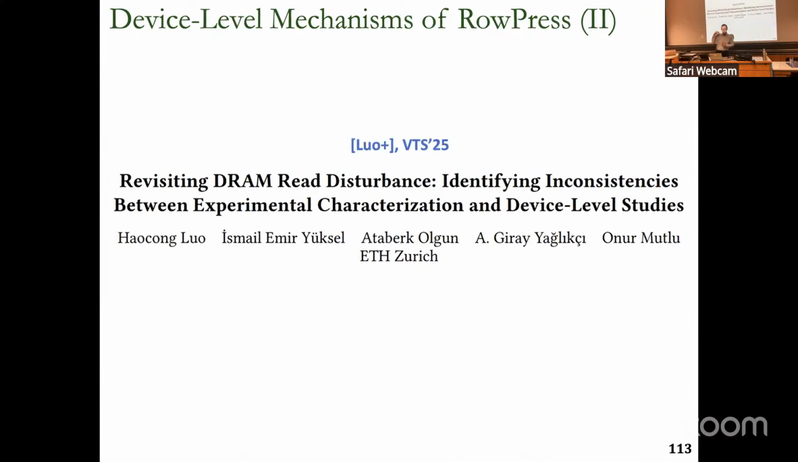Or you can read Hao Song's paper, which is building on their work to demonstrate some open inconsistencies between experimental results that we have, as well as the device level results that were published so far. So there's some discrepancy that we don't quite understand right now. It's good to report these things so that people can have more accurate models at the low level, so that low level solutions can be better as well.